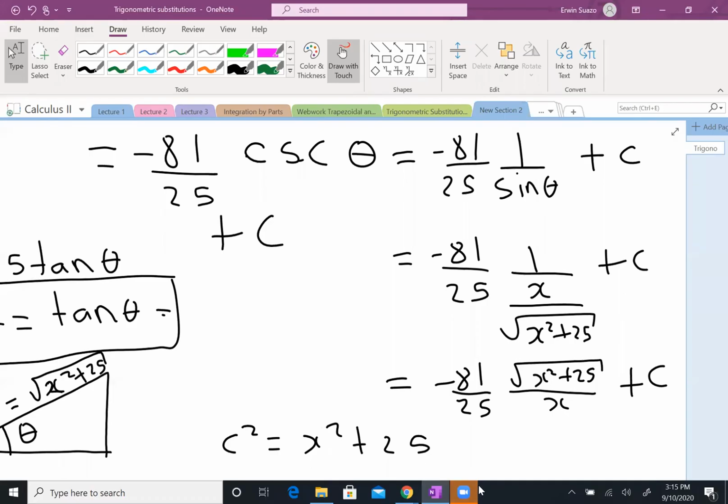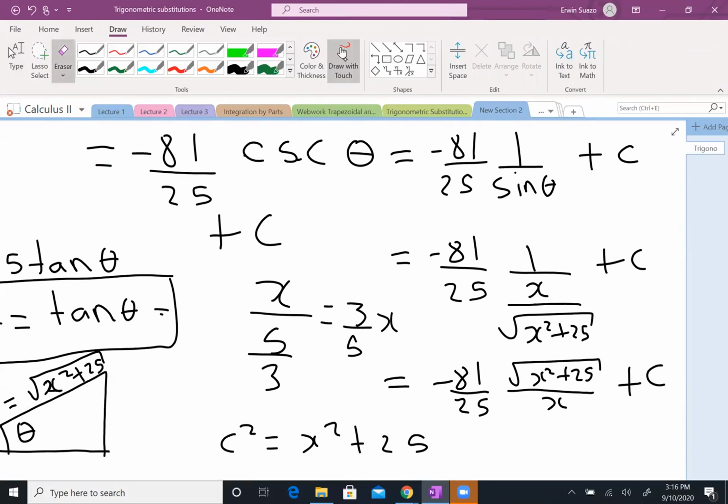Sir, for the answer, why would you switch the square root of x squared plus 25 over x? Why would you switch that? Because it's not simplified. I don't like to see it. You never write an answer like, let's say you have x over 5/3, right? You usually don't write the answer like that. You write it as 3/5 of x, right? So that's what I'm doing. But WeBWorK will understand it.